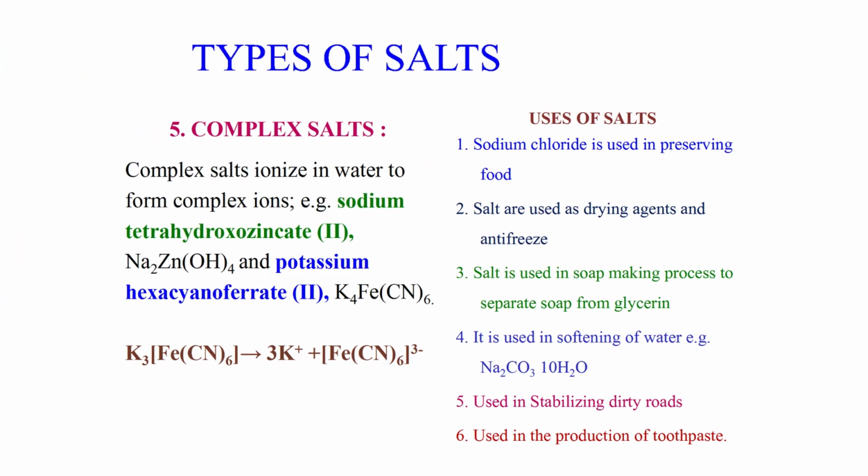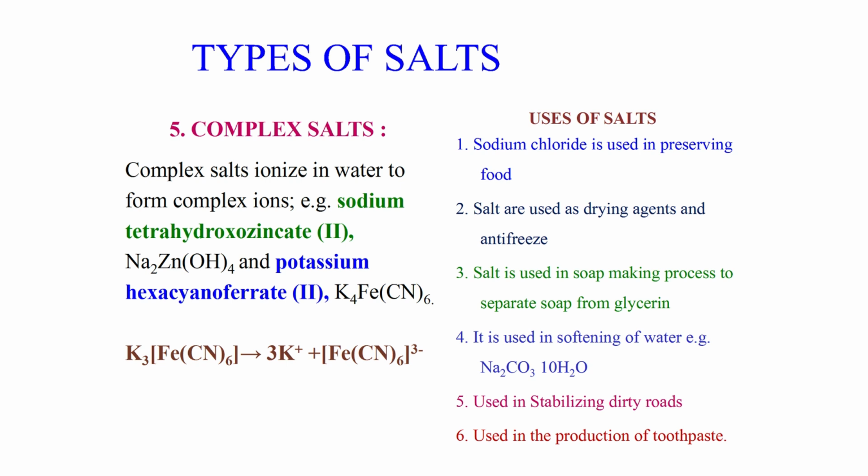And finally, the fifth type is complex salts. Complex salts ionize in water to form complex ions. For example, sodium tetrahydroxozincate 2, Na2Zn(OH)4, and potassium hexacyanoferrate 2, K4Fe(CN)6. For instance, K3Fe(CN)6 ionizes to give 3K+ plus Fe(CN)6 3-. Now let's discuss the uses of salt.